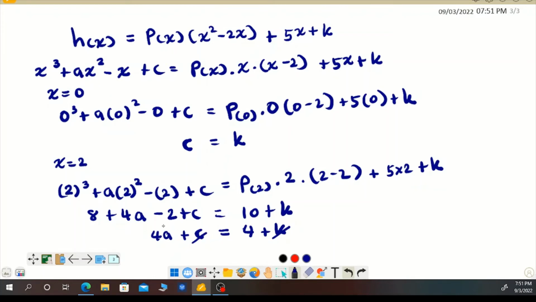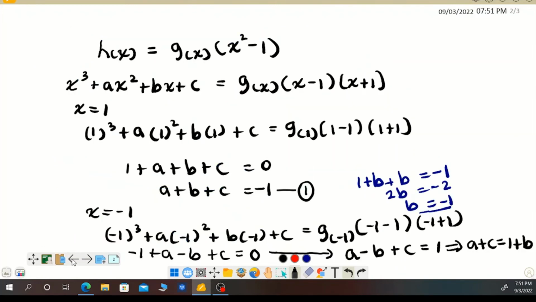Then this gives 4a equals 4, which means a equals 1. And in the earlier part we get that a plus c equals 1 plus b.